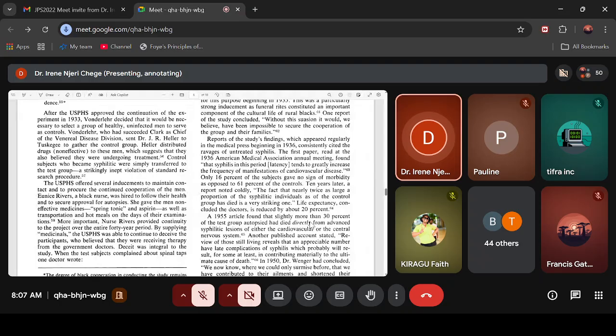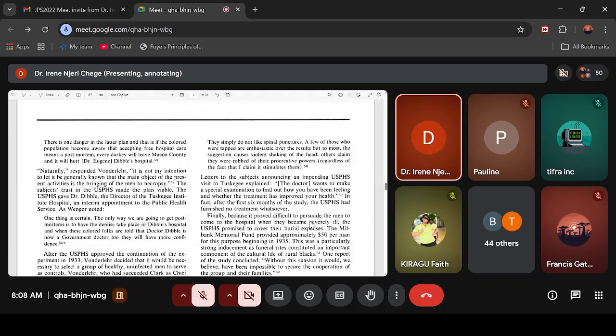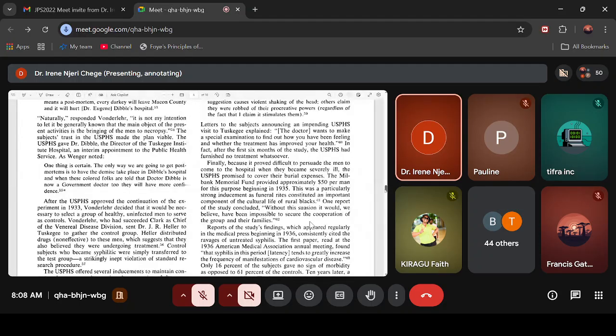She gave the men non-effective medicines and aspirin, as well as transportation and hot meals on the day of their examination. Yeah. And then obviously she's Black, so you're thinking this person is speaking my language, is looking like me, so this thing is going well. More important, this nurse provided continuity to the project over the entire 40-year period. The study was to last 6 months, 40 years it lasted. So by supplying medicines, this USPH was able to continue deceiving the participants who believed they were receiving medication from the doctors. When the test subjects complained about the spinal tap, I've told you spinal tap is quite painful, they were just encouraged. Yeah, they were just told, it's helping. It's helping. Okay. So you'll read in detail, but they were told this thing is helping. Just continue.